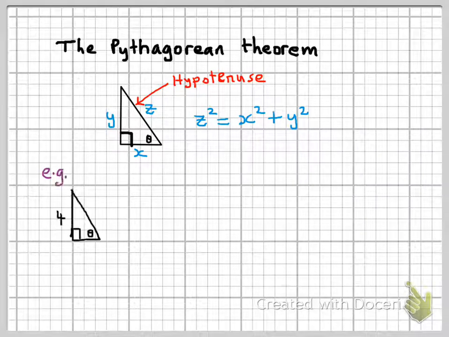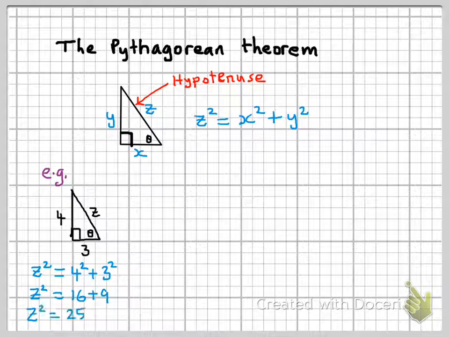For example, if you have a triangle as shown, the hypotenuse is unknown, and you have two lengths of the sides, 4 and 3, as shown. How do we find z? Well, the relationship is that z squared equals 4 squared plus 3 squared. Therefore, z squared is 16 plus 9. z squared is 25. And therefore, z is the square root of 25, the positive square root of 25, which will be 5.